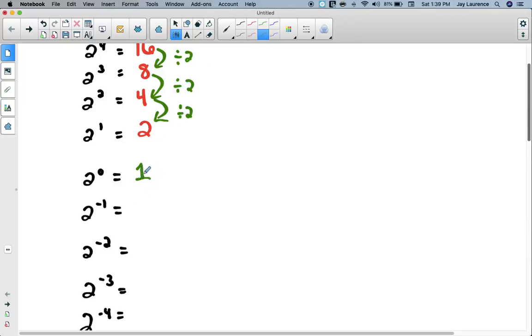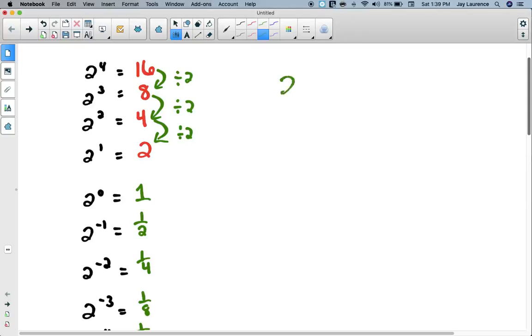If I continue to follow the pattern, 1 divided by 2 would be the same as 1/2. 1/2 divided by 2, if I had half a pizza and I shared it with somebody, we would each have a 4th. 2 to the negative 3rd would be 1/8, and then 1/16 for 2 to the negative 4th. Now, I don't know if you realize this, but 2 to the 4th was 16. 2 to the negative 4th equals 1/16, right? Notice there's no negatives in my answer here.